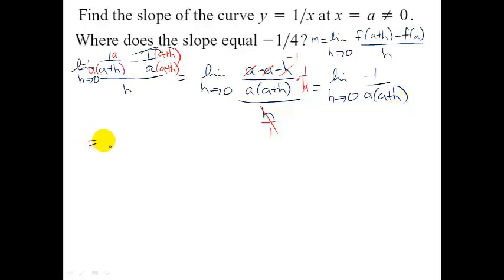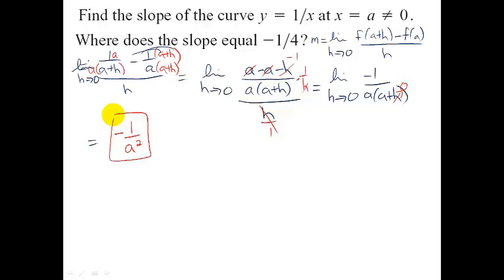And let's go ahead and let h approach 0. If we do that, then this is going to be 0, and we are left with negative 1 over a squared. So this should give us the slope of the curve at any given a where a is not 0.